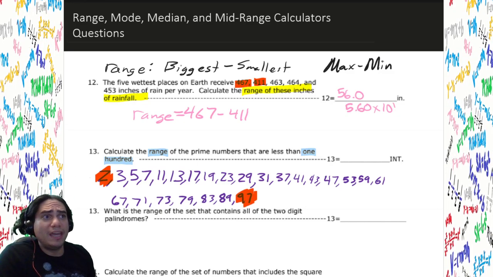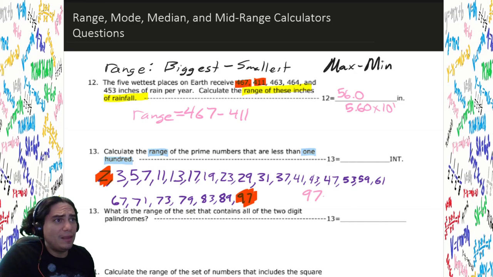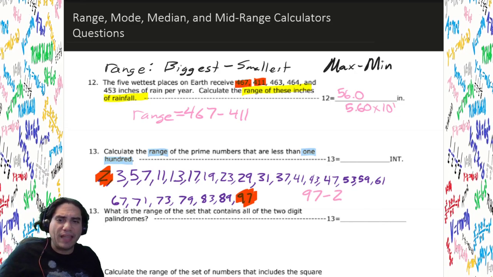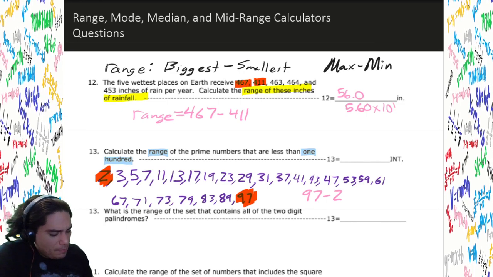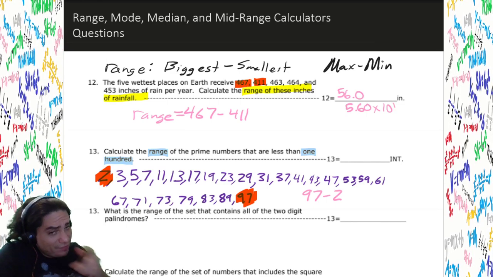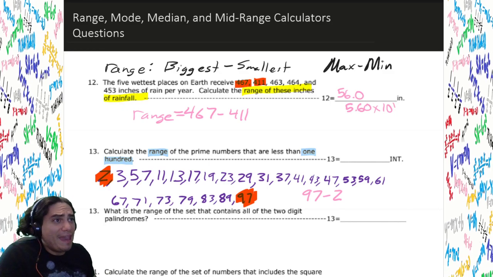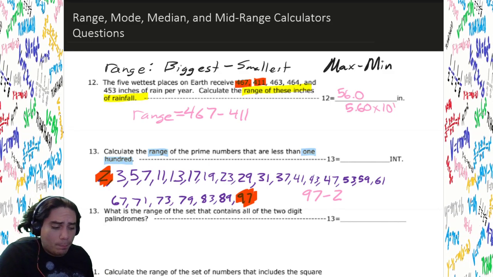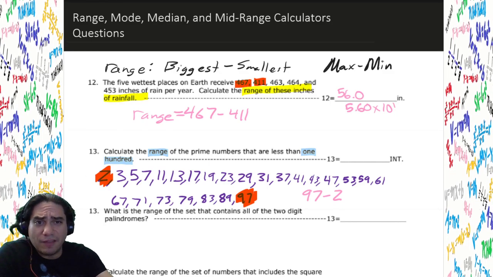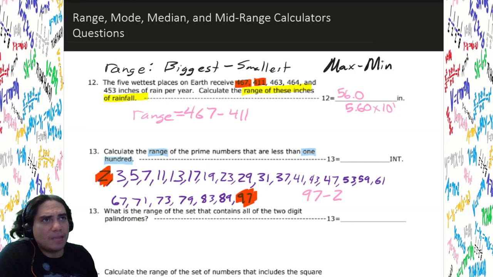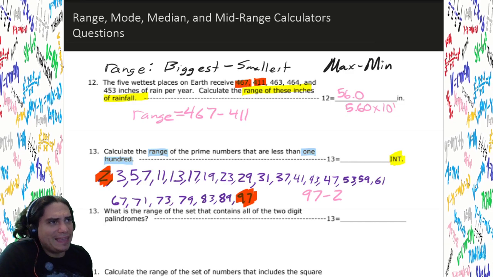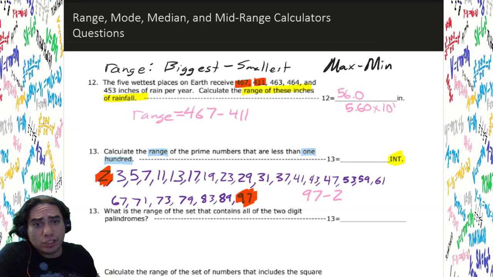So we're going to go ahead and do 97 minus 2. Bust out that calculator. 97 minus 2. 97 enter, 2 divide. And I'm going to tell you right now, if you put 9.50 times 10 to the first, you get it wrong, because this is one of those special types of problems that has INT. That means we want that integer answer.